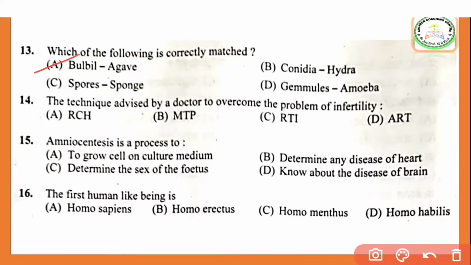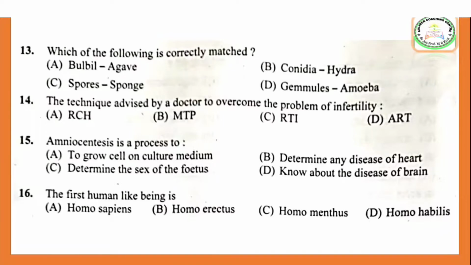Question number 14. The technique advised by a doctor to overcome the problem of infertility: RCH, MTP, RTI and ART. So the answer for this question is option D, ART. ART indicates assisted reproductive technique.